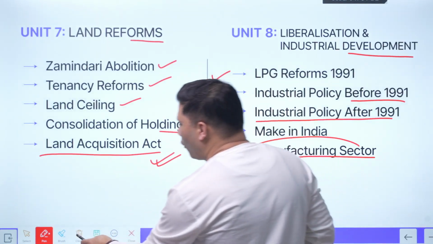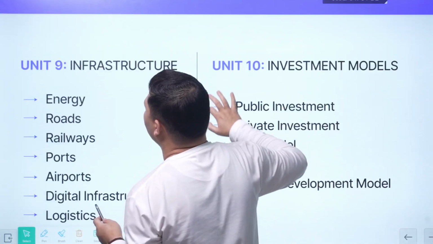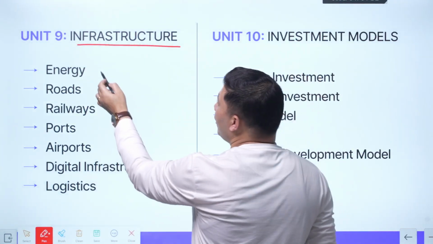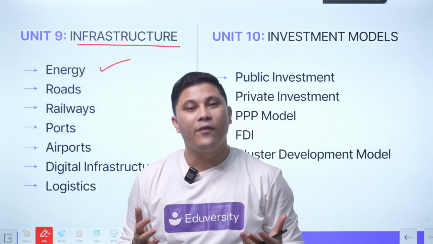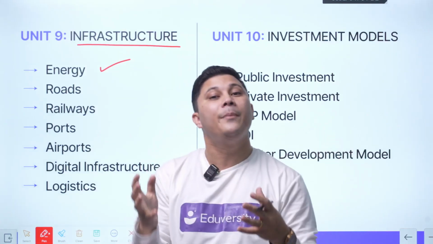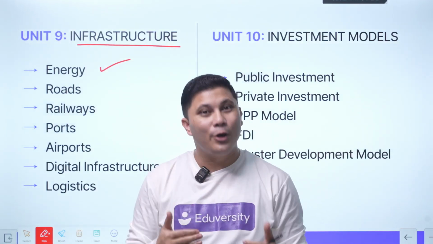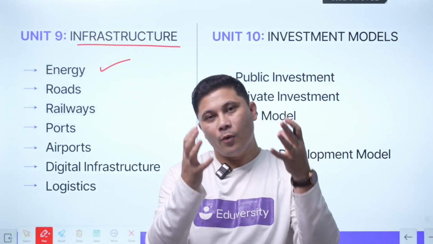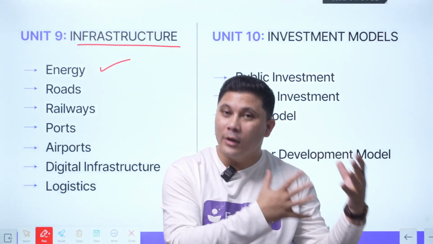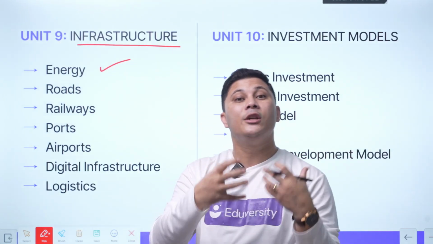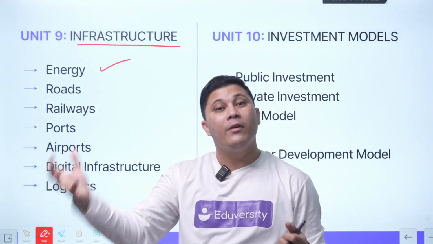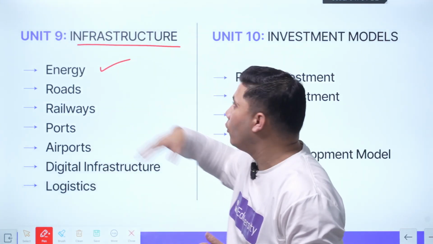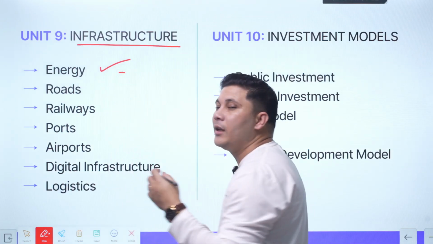Now going forward, in Unit 9 you have to study infrastructure, India's energy infrastructure. In energy infrastructure, India is heavily dependent on coal energy, so we have to reduce our coal dependency and switch to renewable energy. Right now we are heavily dependent on coal, then on oil. You got the point, right? Our energy goal is to switch to 50% renewable energy by 2030.